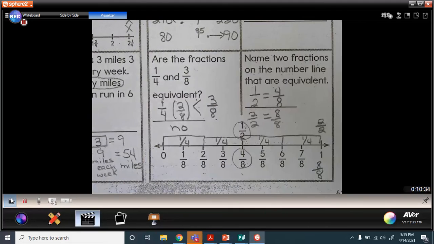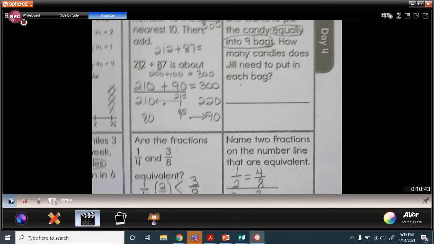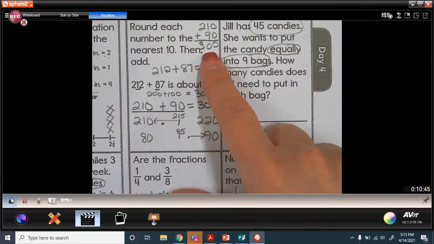So that's your DMA for today. Don't forget your discussion question. You're finding the sum of 212 and 87 to see how close you are to the rounded amount or sum.